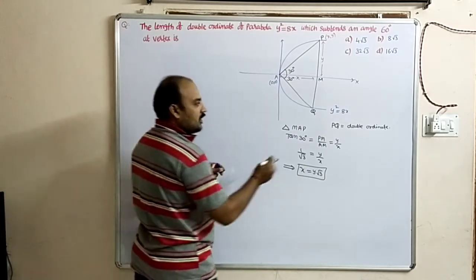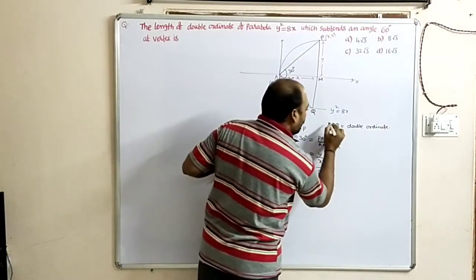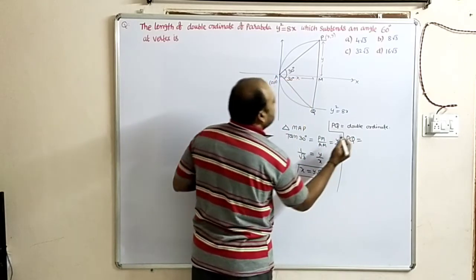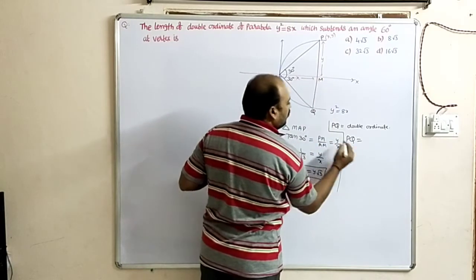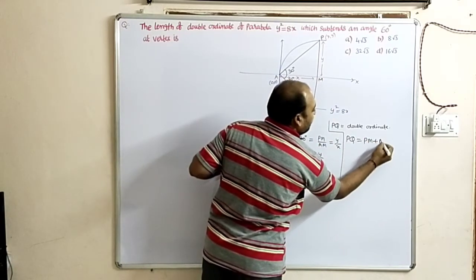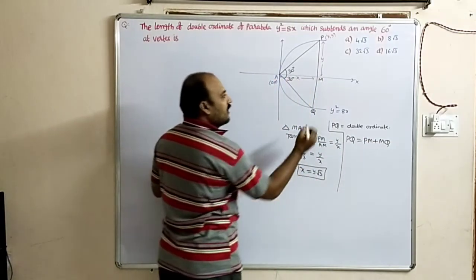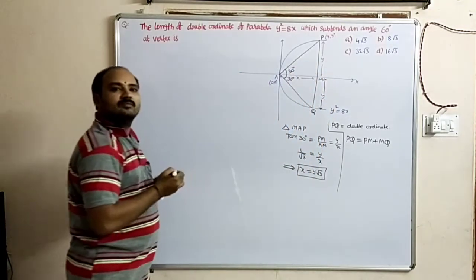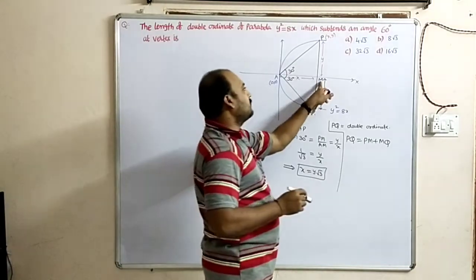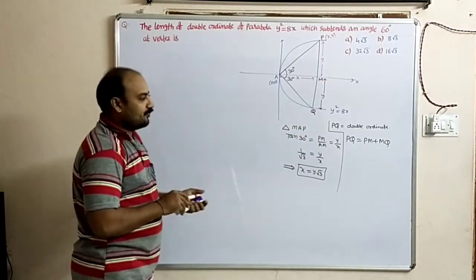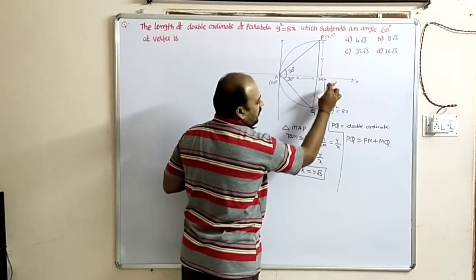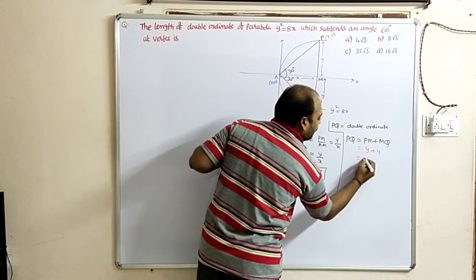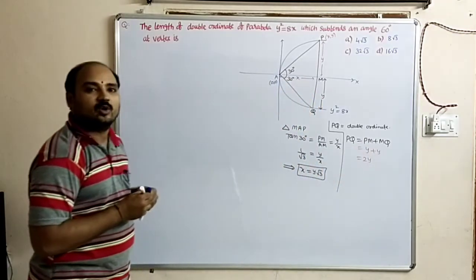Therefore, double ordinate length we want. So PQ is the double ordinate. So PQ can be written as PM plus MQ. Even from here to here also that value is equal to y only, no? So when M is midpoint of PQ, from here to here also y, which is equal to y plus y, 2y. Therefore the length of double ordinate is equal to 2y.